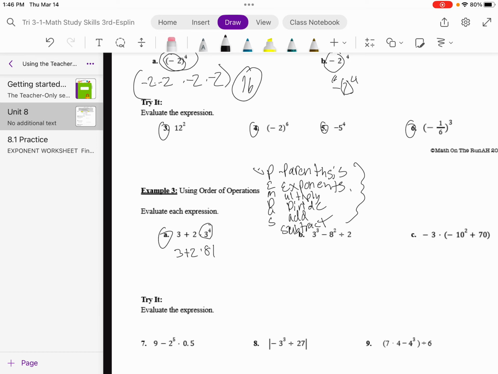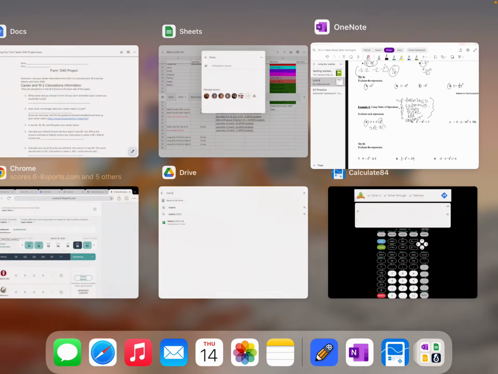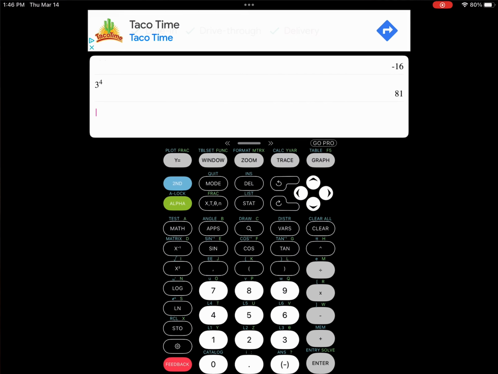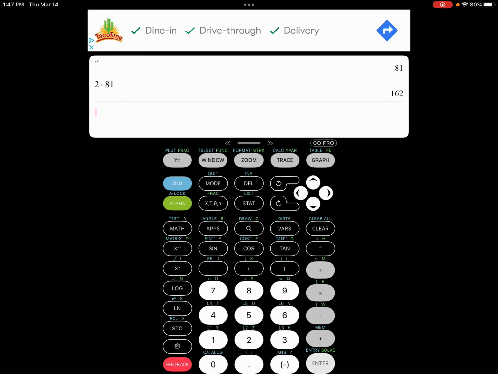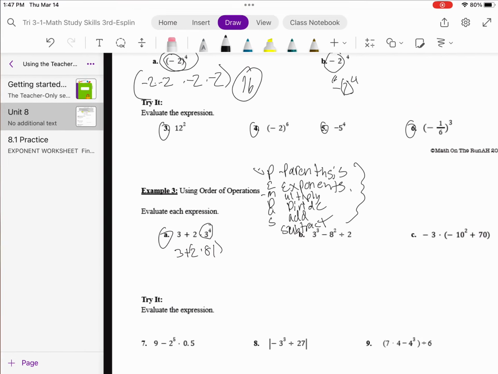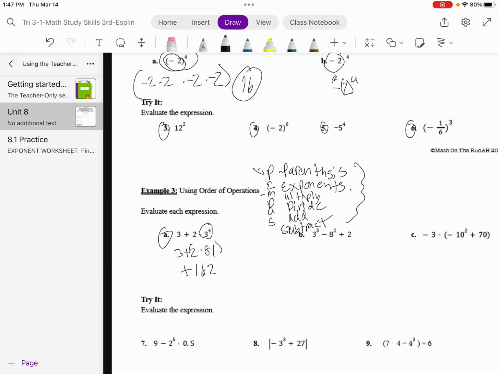Then we go down. Multiply is next. So we got to do these two. So 2 times 81 is 162. Plus 3. 162 plus 3 equals 165.